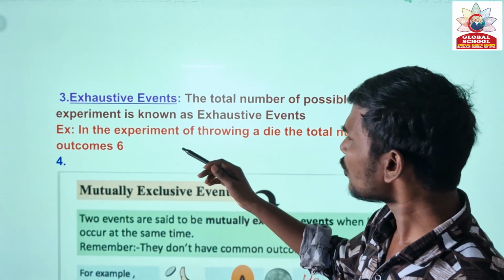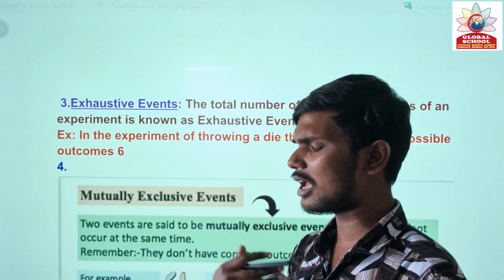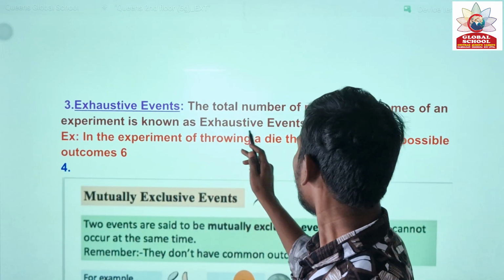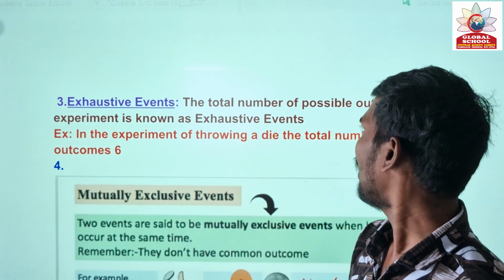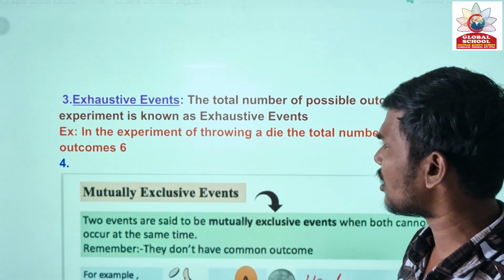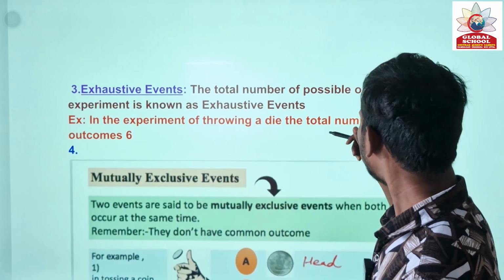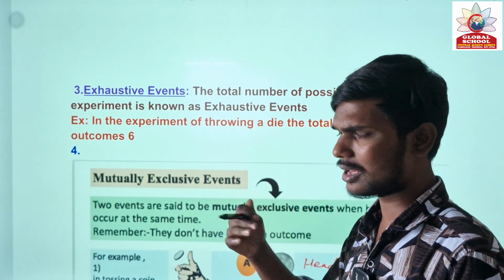Next, exhaustive events. The total number of all possible outcomes of an experiment is known as the exhaustive event. In the experiment of throwing a die, the total number of possible outcomes is 6.